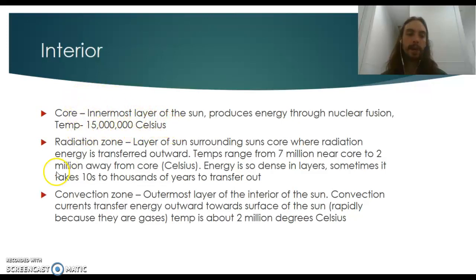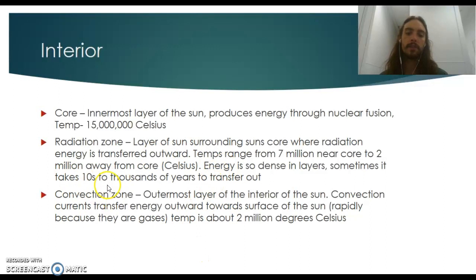Then after the core, we have the radiation zone. This is just the layer of the sun surrounding the core where radiation energy is transferred outwards. Temps range from about 7 million degrees Celsius near the core to 2 million degrees Celsius away from the core. Energy is so dense in the radiative layer that sometimes it takes tens to thousands of years to transfer out from the core through the radiative layer to the convection zone.